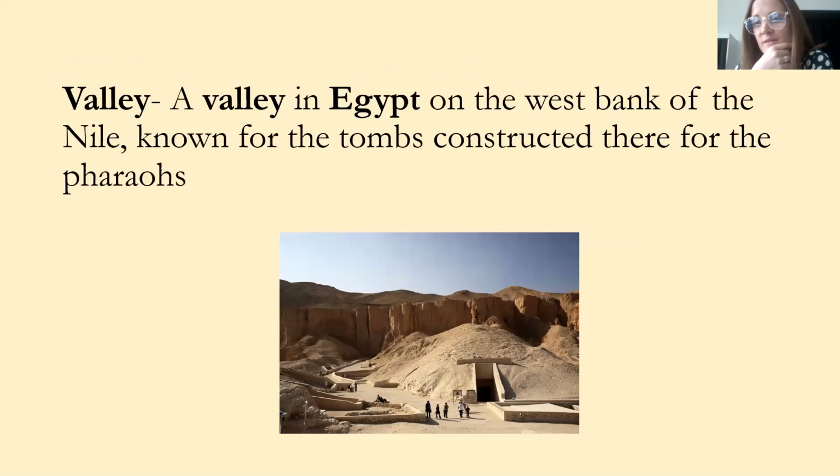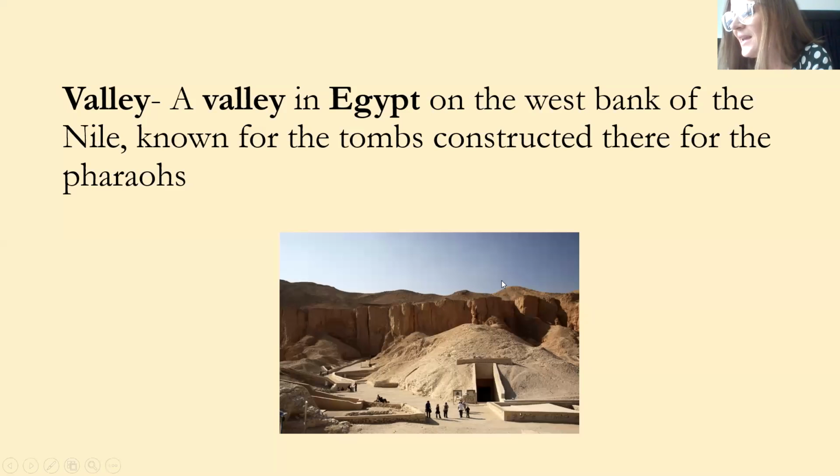So a valley. A valley in Egypt on the west bank of the Nile is known for the tombs constructed there for the pharaohs. And a valley is also a low area of land that's usually found between hills or mountains, and it usually has maybe a river or stream flowing through it, so it is a lower area of land is what we call a valley.